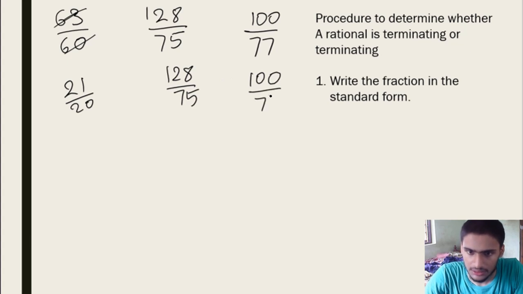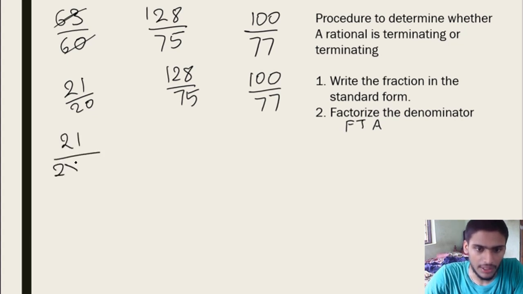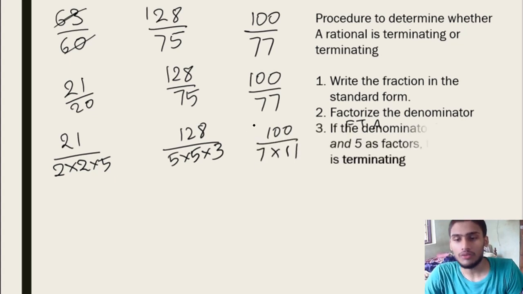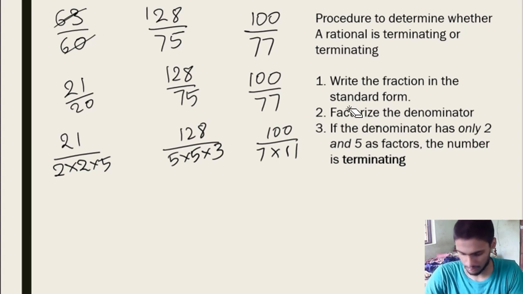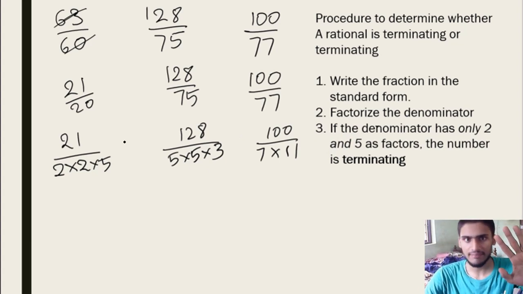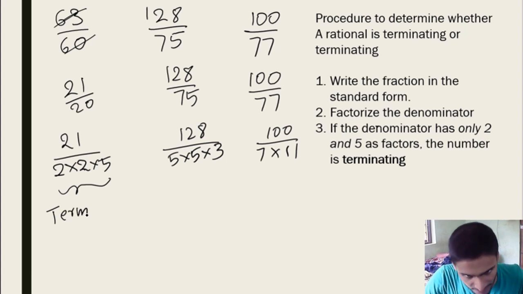And for the next step, you have to factorize the denominator using the fundamental theorem of arithmetic. If I do that, I can write 20 as 2 into 2 into 5. I can write 75 as 5 into 5 into 3, and I can write 77 as 7 times 11. Now, the next idea is that if the denominator has only 2 and 5, like in the first case, you can conclude that that rational number is definitely terminating.